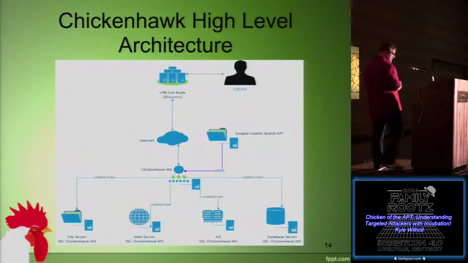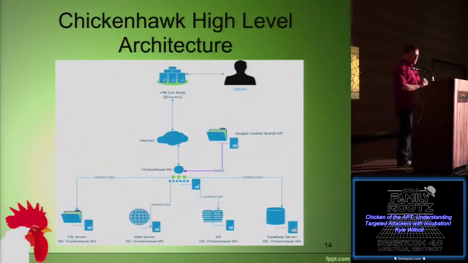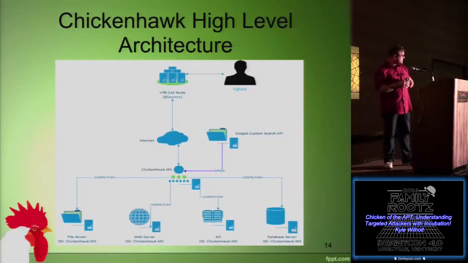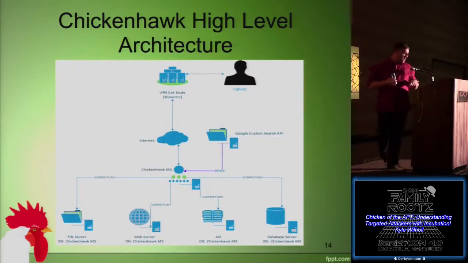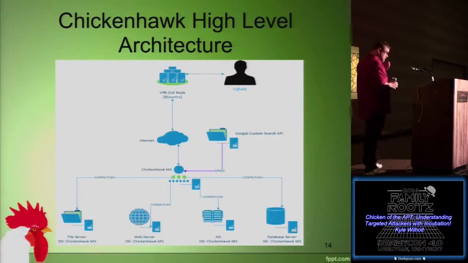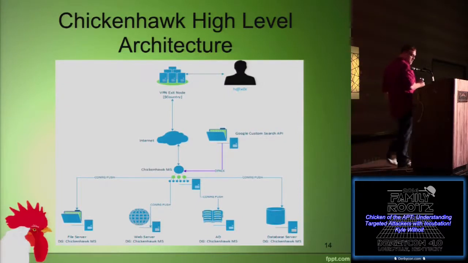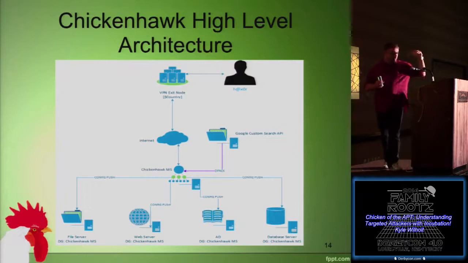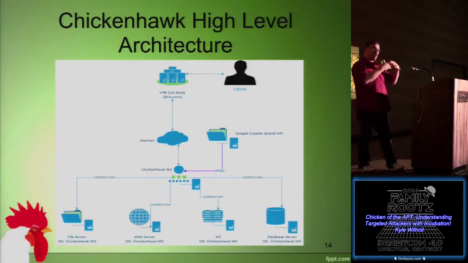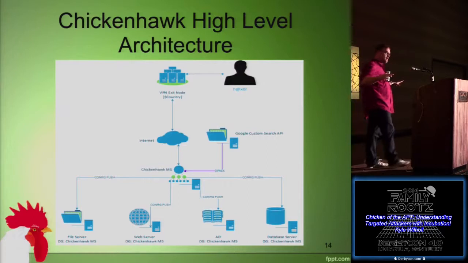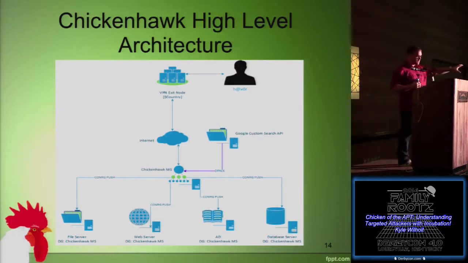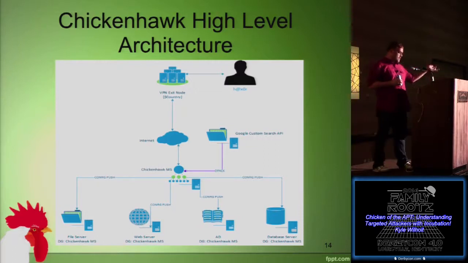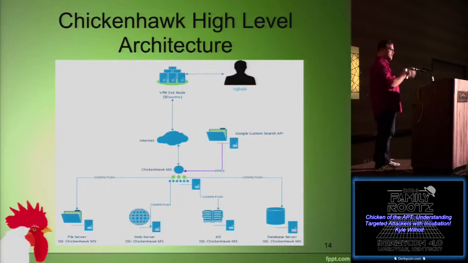So let's look at the high-level architecture. On the top, you're going to see that we have the VPN exit node. That's at the very, very top. You have the internet, obviously, sitting below that. Below that, you have what I call the management server, the Chickenhawk management server. That management server is what you do all the configuration from that then pushes out all the config details to the hosts below it. So you can see below that, you have a file server, web server, Active Directory server, and database server sitting below that, all underneath the management server.